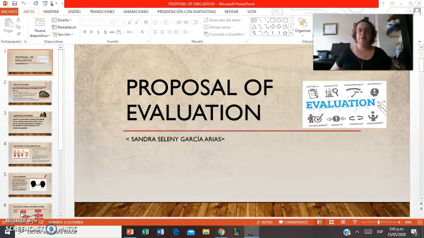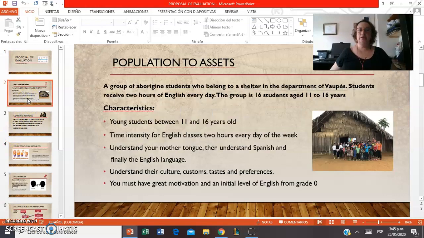This is a proposal of evaluation. The population is a group of Aboriginal students who belong to a shelter in the department of Vaupés. Students receive 2 hours of English every day. The group is 16 students aged 12 to 16 years.